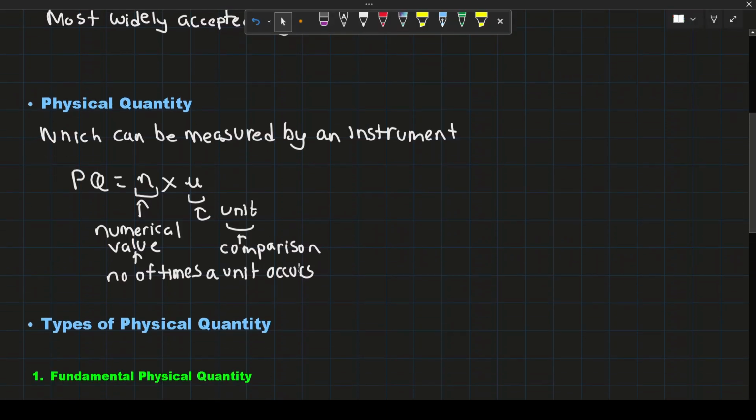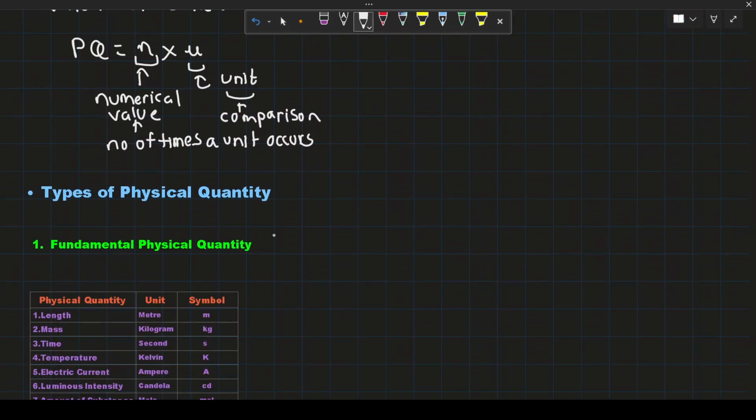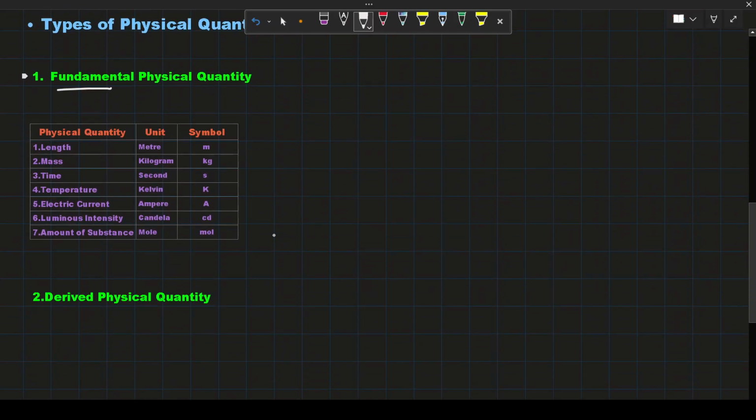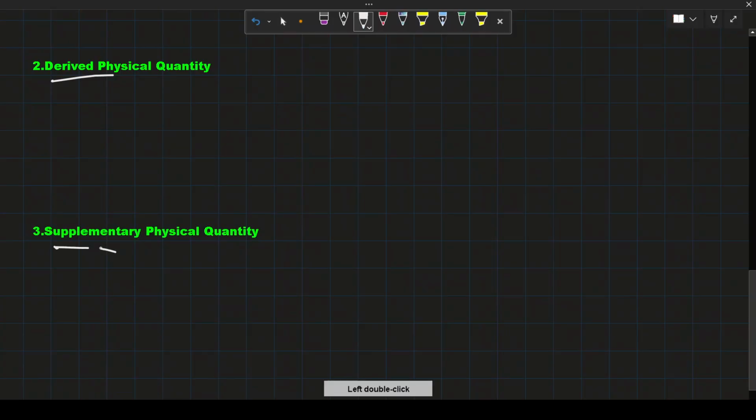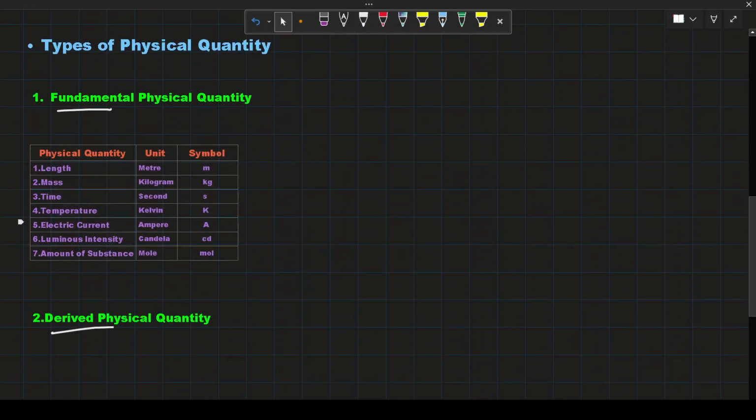Moving on to the types of physical quantity, they are divided into three. First being your fundamental, second is your derived, and third is your supplementary, which comes under fundamental. Starting with your fundamental physical quantities, there are 7: length, mass, time, temperature, electric current, luminous intensity, and amount of substance. You all might know the units. Length, SI unit is meter, mass is kilogram, time is second, temperature Kelvin, electric current ampere, luminous intensity candela, and amount of substance mole. I've written the symbols over here, you can refer to it later in the video.